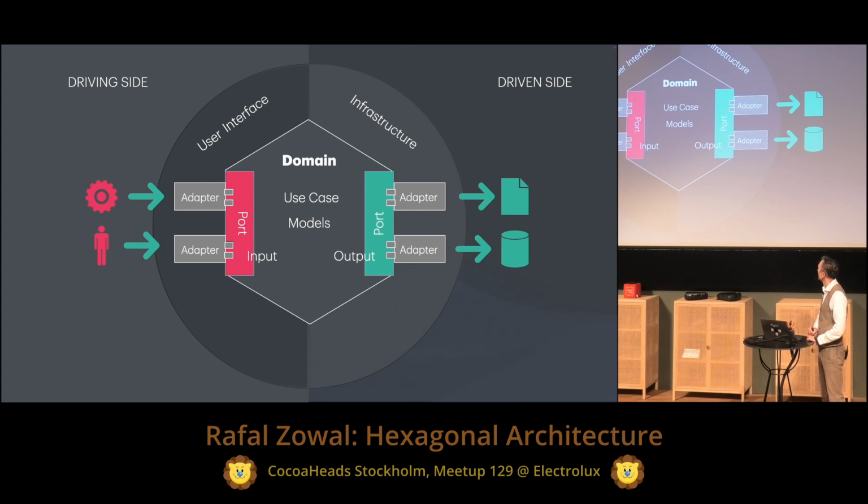Take a look. Okay, we have domain, user, infrastructure, and so on. Remember the flow of control. If you are familiar with clean architecture, they sometimes call it the flow of control.